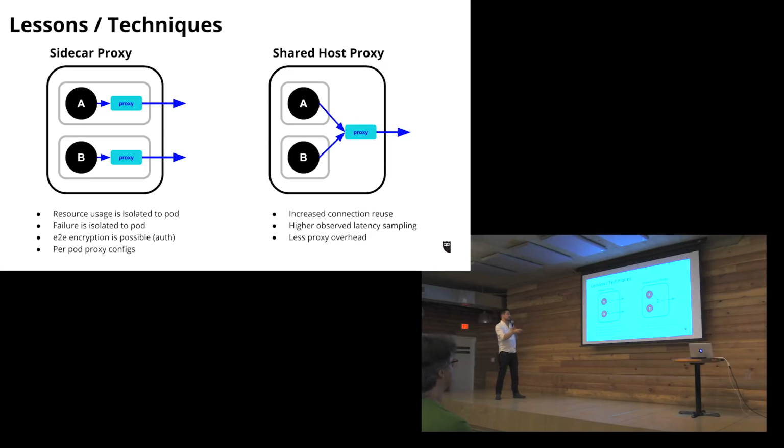But there are some benefits of running per host. Since you have one machine, it's better at connection reuse. It's better at resource utilization. You're only running one of them, so there's only one process that's taking over.